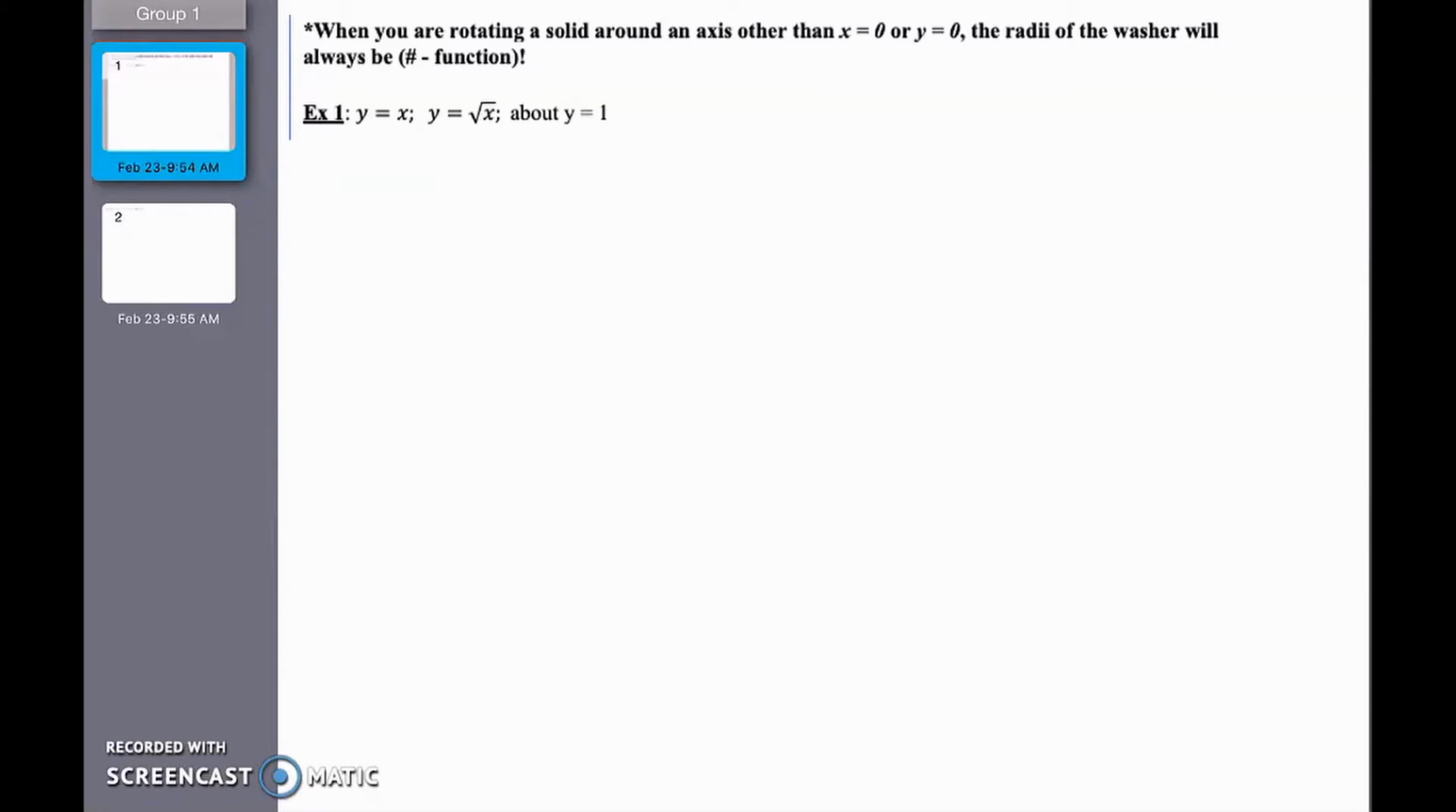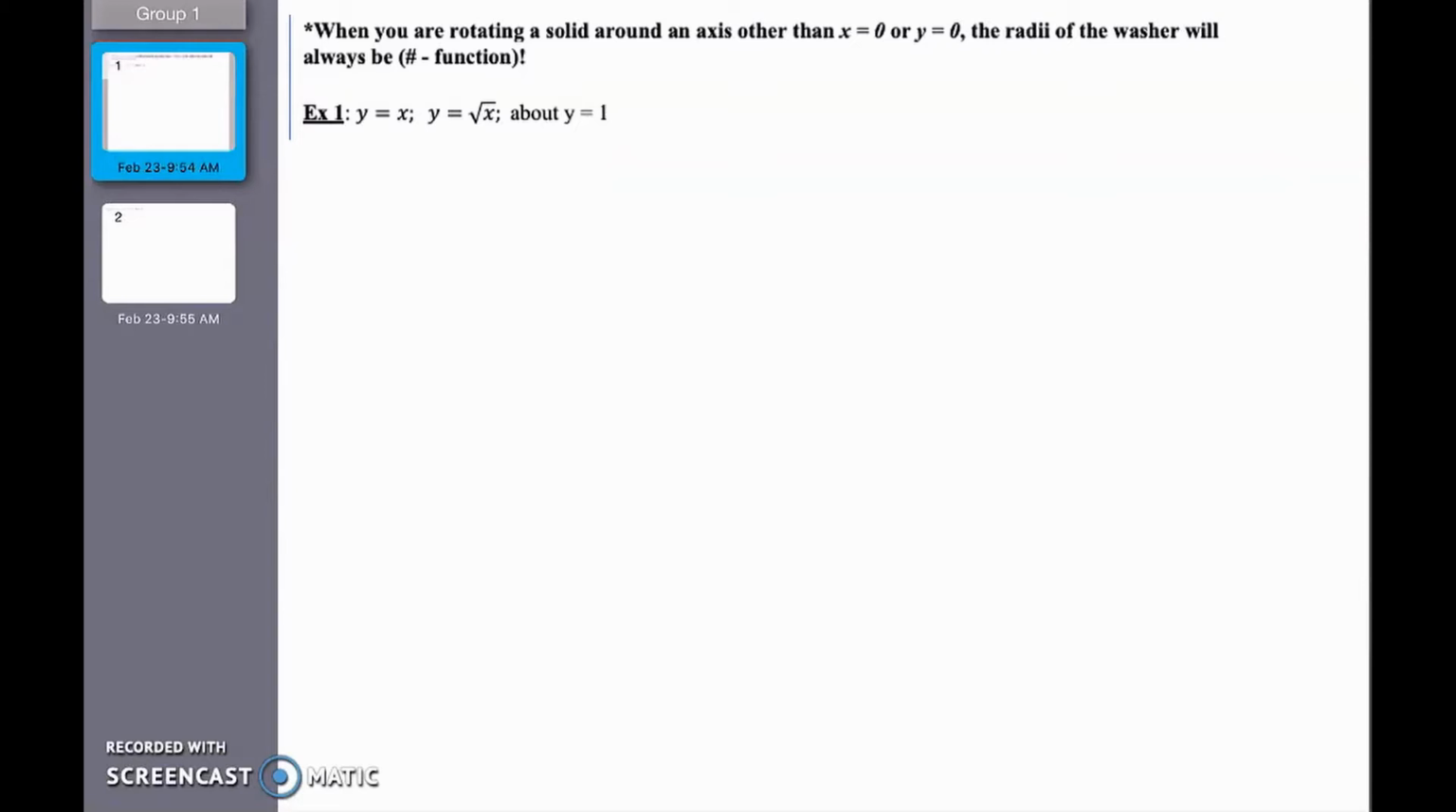And we're going to continue with this in this section, but now we're just not going to rotate our solid around the x-axis or the y-axis, right? Which would be x equals 0 or y equals 0. We're going to be rotating around some other axis that we're given in the problem.